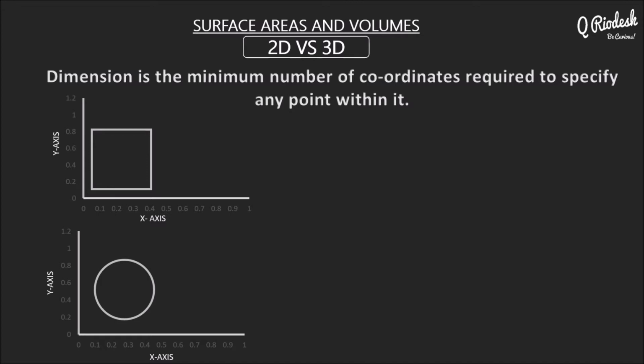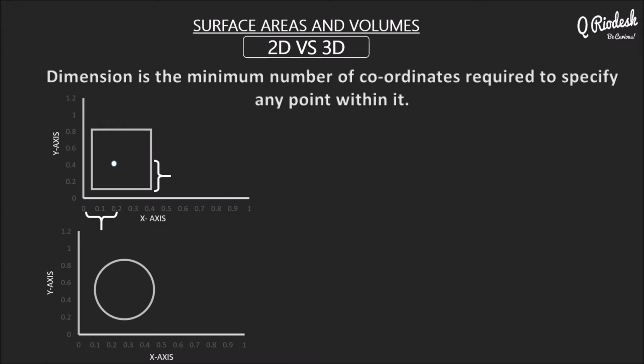Now let us try to understand this definition with the help of examples. The first one is a square with a white dot inside it. If I have to specify this white dot that's inside the square, then I'll have to go around 0.2 units in the positive x-axis, and from there I'll have to go around 0.4 units in the positive y-axis. So I need a minimum of two coordinates, one x coordinate and another y coordinate, to specify this point that is inside the square. That's why a square is a two-dimensional shape, a two-dimensional figure.